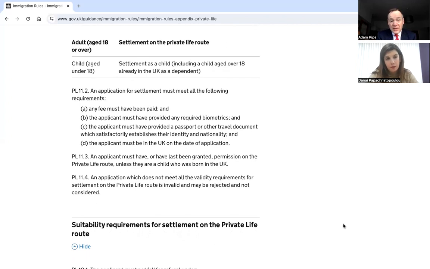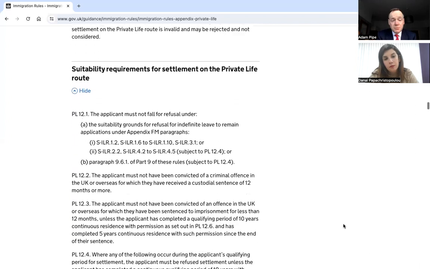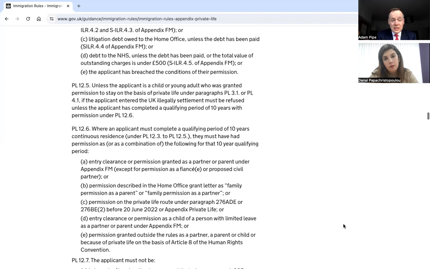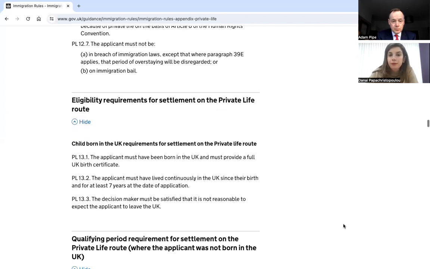11.4, an application which does not meet all the validity requirements for settlement on the private life route is invalid and may be rejected and not considered. So these are validity requirements. Then there are the suitability grounds. We're not going to spend any time looking at suitability today, but please be aware of the suitability grounds.